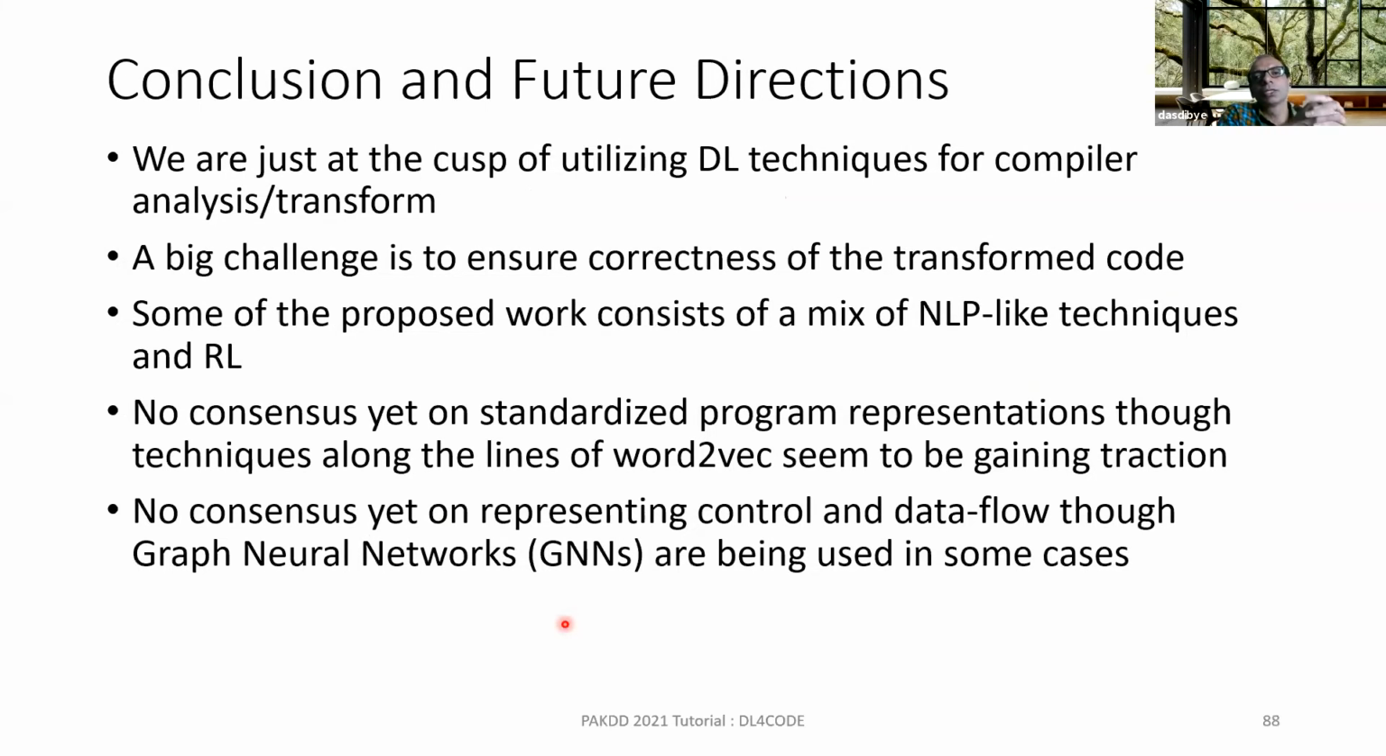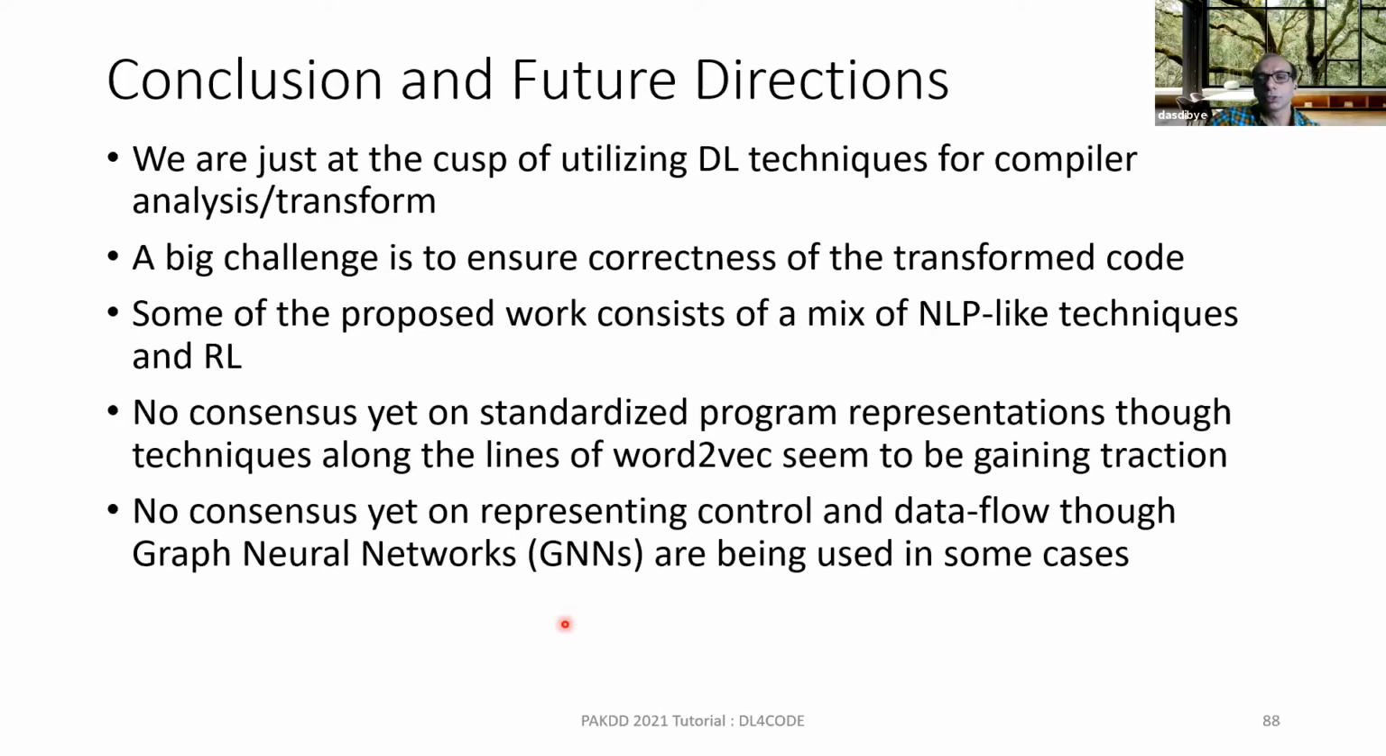So what are the conclusions and future directions? As I said, this whole series of lectures, and especially this part, we are at a very early phase. We are just at the cusp of utilizing these techniques for compiler-assisted transformation. So the big challenge is to ensure correctness of the transformed code. Some of the work we saw proposed NLP-like techniques like LSTMs and so on. Some of them are proposing reinforcement learning. Also, no consensus yet on standardized program representations.